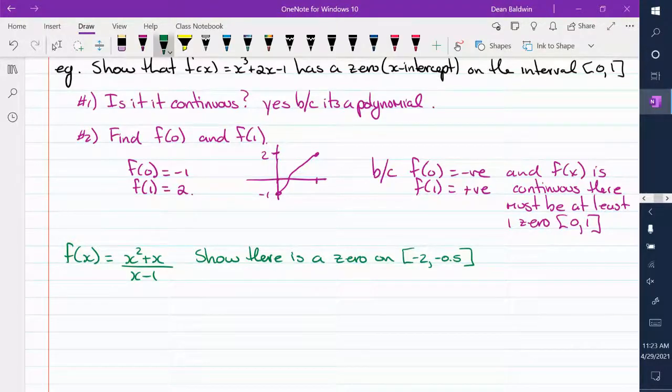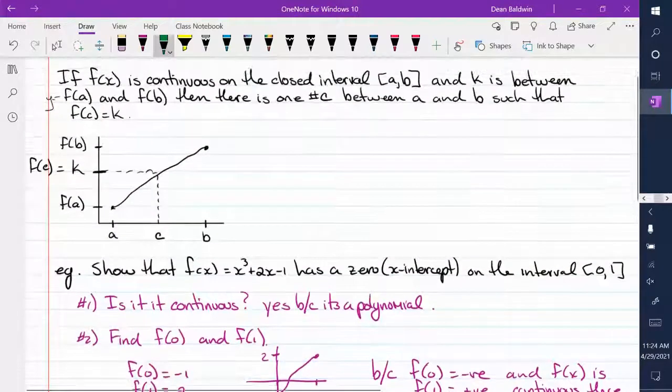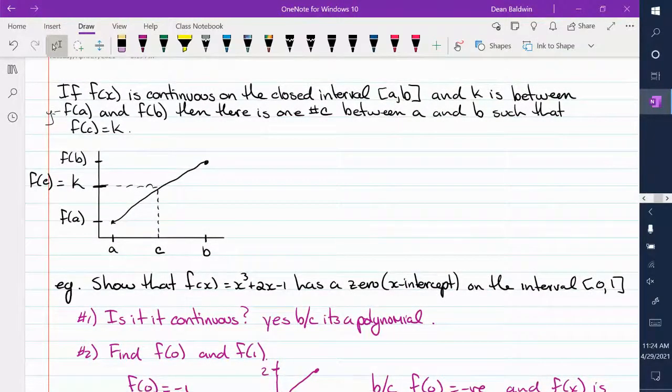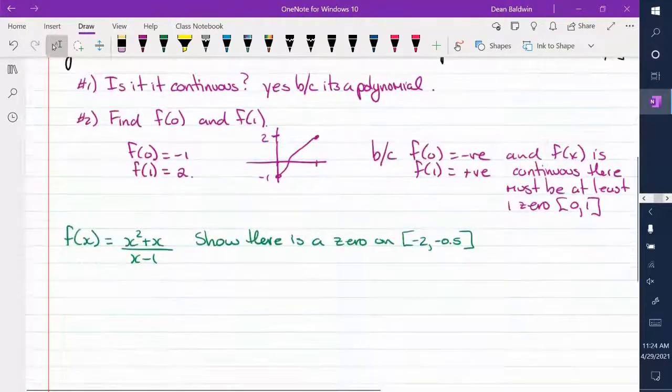It's not continuous, right? But where is it not continuous? x equals 1, right? Is 1 inside of our domain? No, so we don't care. That's what this bit says at the top: if it's continuous on the closed interval. So as long as it's continuous here, I don't care what happens there because that's irrelevant to us. Okay?